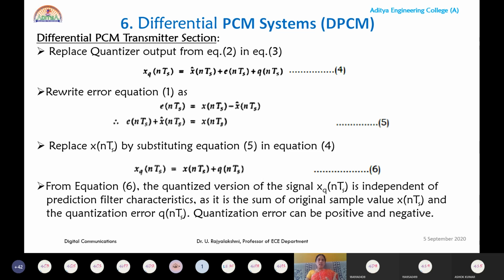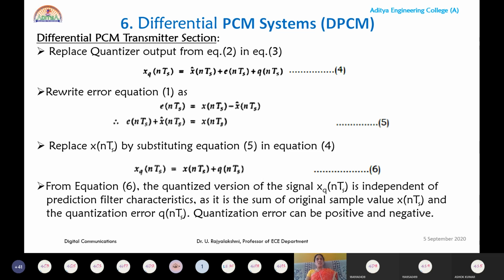Now, what can you conclude from this equation 6? This equation 6 concludes that the quantized version of the signal, that is XQ of NTS, which is the prediction filter input, is independent of the prediction filter characteristics. It is independent of past data prediction filter characteristics. It is directly equal to the sum of the present sample data and quantization error.